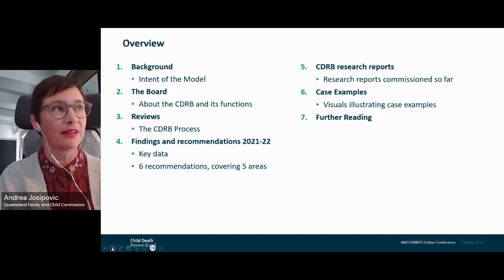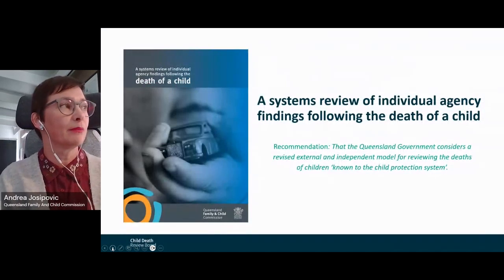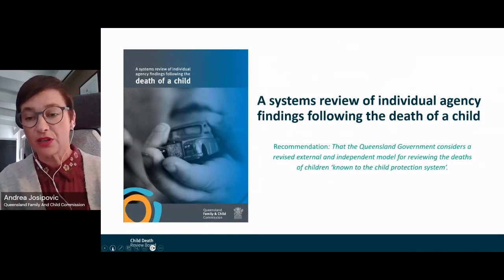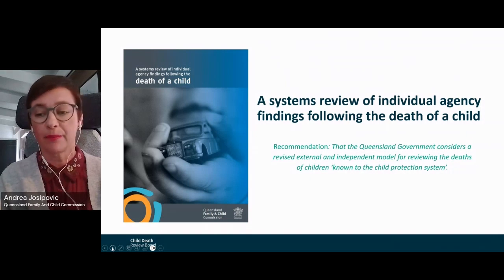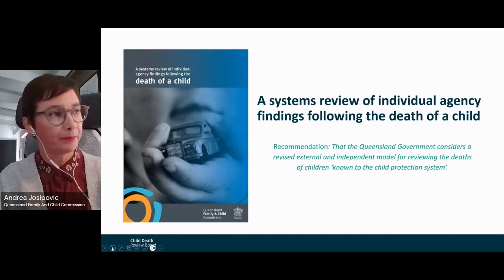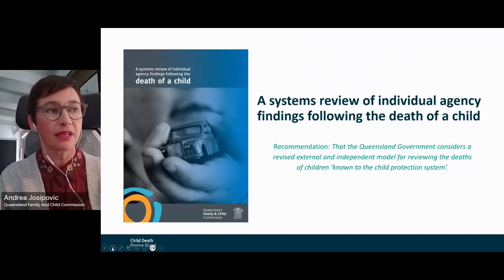So starting with the background, this model has been in place in its current function since the 1st of July 2020, following a really thorough review of individual agency findings, with the death of a child, where there was a coronial inquest that was publicised and so on. But the recommendation that came out of that was that the Queensland government consider a revised external and independent model for reviewing the deaths of children who are known to the child protection system.